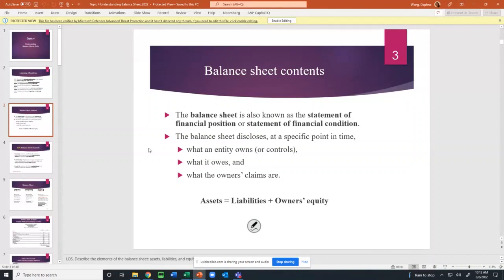So the balance sheet separates into 2 parts. On the left-hand side is the asset. On the right-hand side is the liability and the equity. The asset is showing you what kind of assets they control, they own.